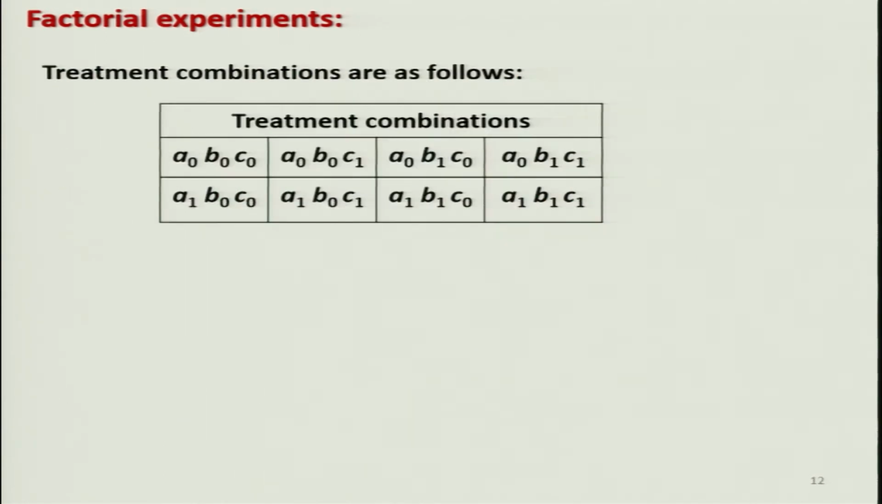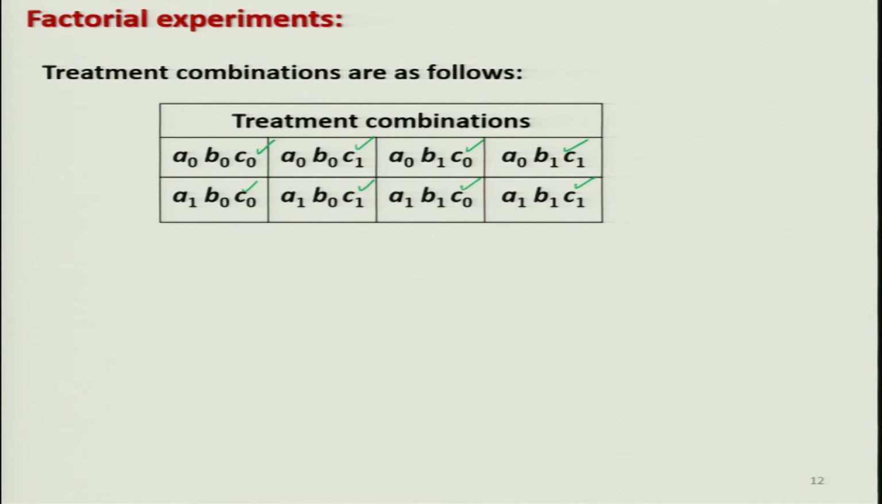This is how we proceed. When you take 3 factors, A, B and C, and each factor is at 2 levels, the total number of treatment combinations will be 8: A0 B0 C0, A0 B0 C1, A0 B1 C0, A0 B1 C1, A1 B0 C0, A1 B0 C1, A1 B1 C0 and A1 B1 C1.